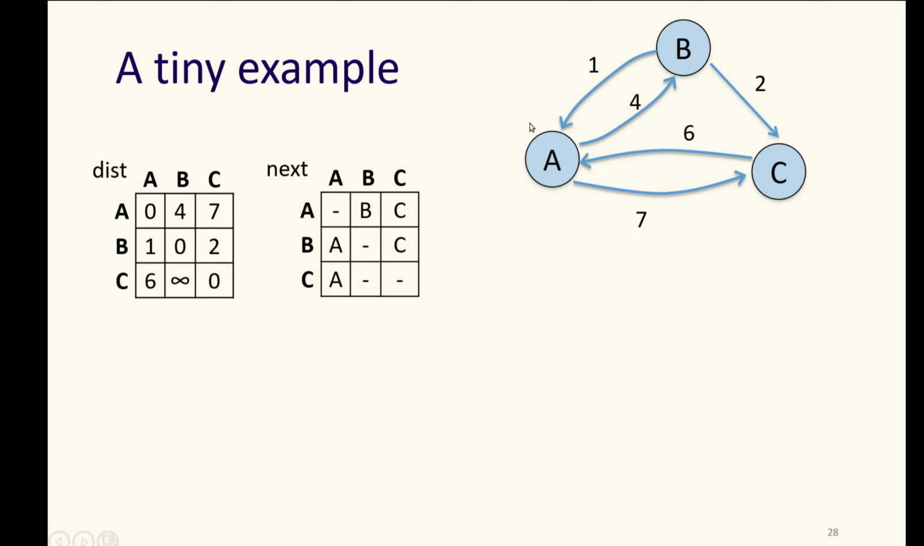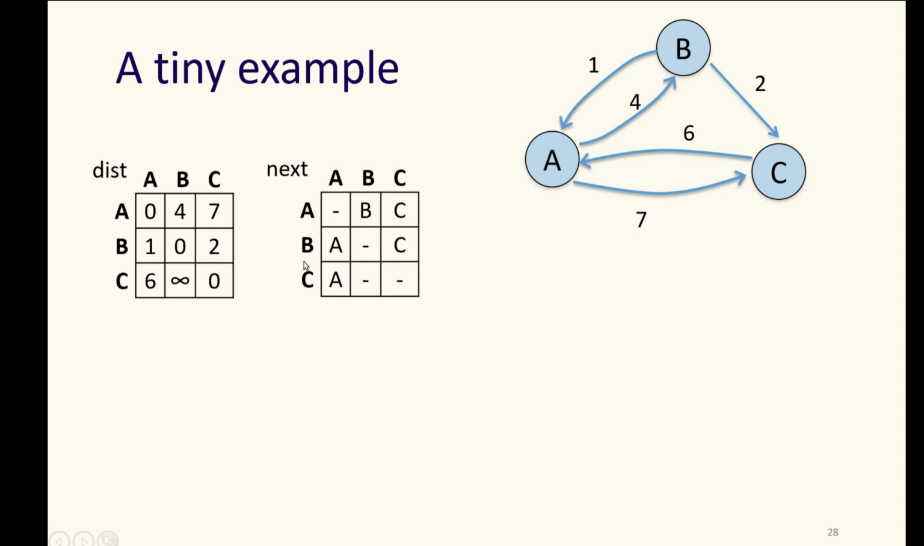Here's a small example. So we've got a graph here. We start off with the costs of the direct connections between them. A to C has a cost of 7. A to B has a cost of 4. B to A has a cost of 1. So this is a directed graph, you'll notice, and the weights are different in different directions. And the next will only be what they can directly connect to. So if you're trying to get from B to A, well, the next is A because they have a direct connection.